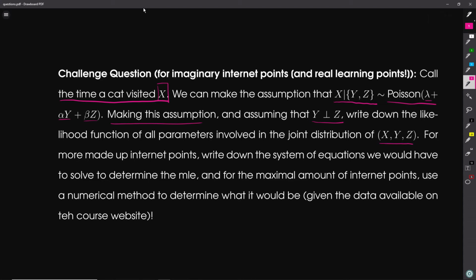Now, if you want to keep going, you can try and determine the system of equations that we would have to solve. And if you really, really are interested, you can use numerical methods to determine it, given the data that are available on the course website.